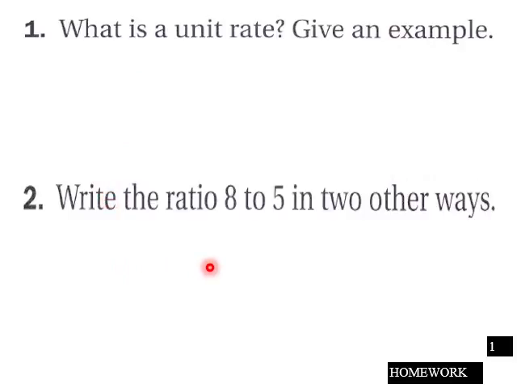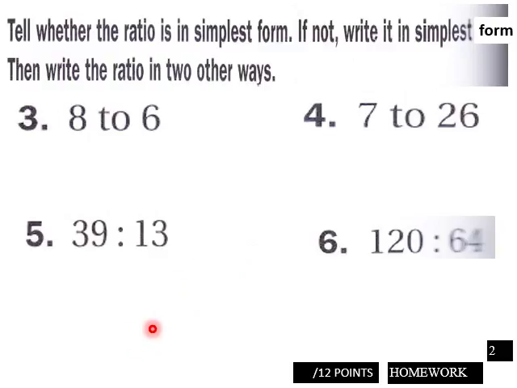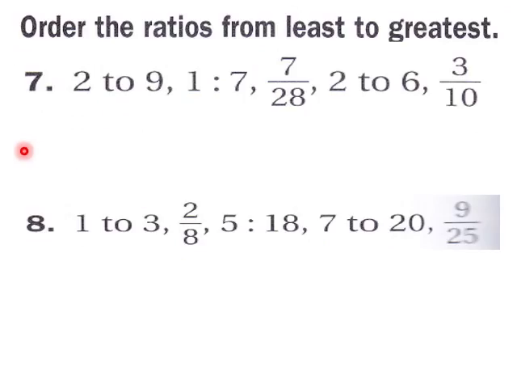Write the ratio 8:5 in 2 other ways. Tell whether the ratio is in simplest form. If it's not in simplest form, then write it in simplest form. Then write the ratio in 2 other ways. So write this in 2 other ways, write that in 2 other ways. You know how to do that by now. Order from least to greatest. Here we go again. Turn them into decimals, class, and then you should recognize least to greatest using decimals.